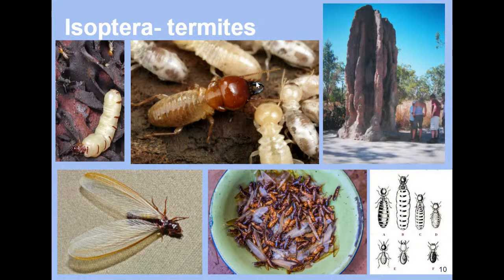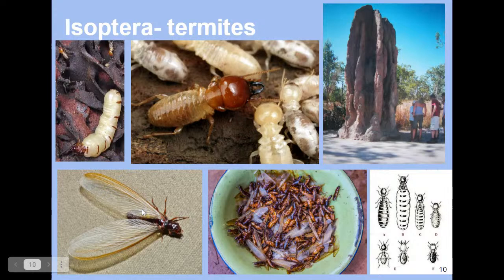Now, I was trying to remember, I'm not sure if this is Australia or Africa, but this big tower, and you can tell about the size because of the people standing next to it, is well over 6 feet, a big termite mound. In some parts of the world, they do get really huge mounds, but they eat pretty much all plant material, and they're known for the damage they do to wood structures.